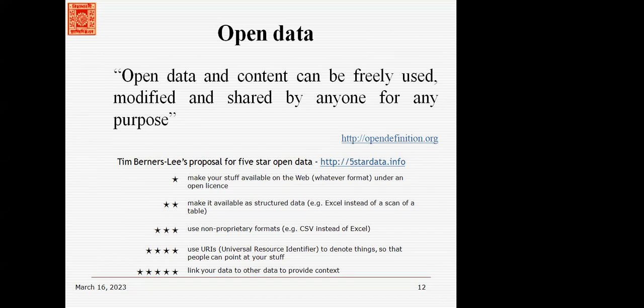Three star data is this type of data that uses a non-proprietary format, that is CSV format, instead of Excel format. And four star data basically uses the URI, that is the universal resource identifier. It is the characteristic that separates things from others. So it denotes the things; these data use the URI.